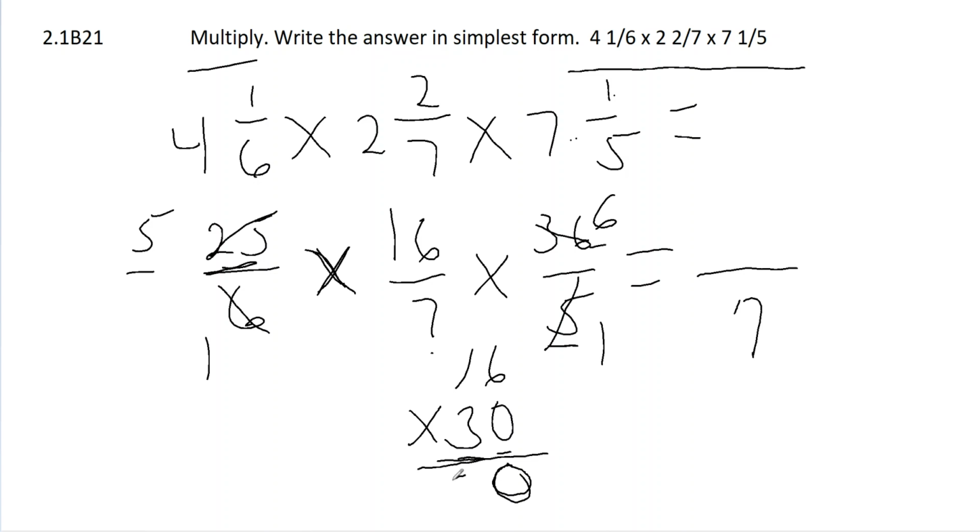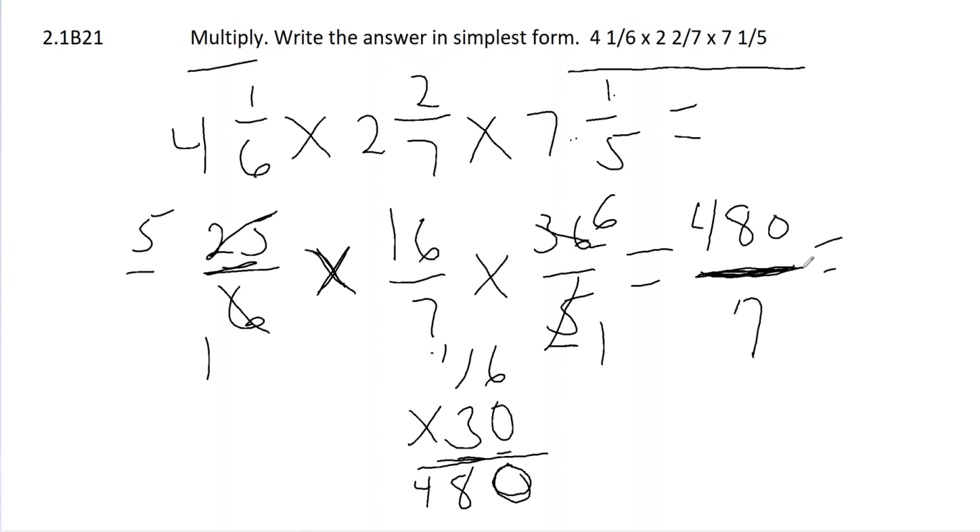3 times 6 is 18. 1 times 3 is 3, plus 1 is 4. So we end up with 480 over 7. My goodness. Now, since we already simplified before multiplying, we should realize that this is not going to come out even. This is not going to be a problem that we can simplify easily. So let's just do the division and find out what the whole number is.